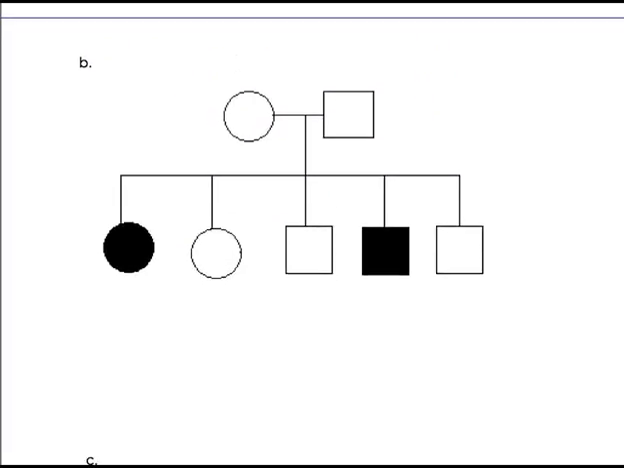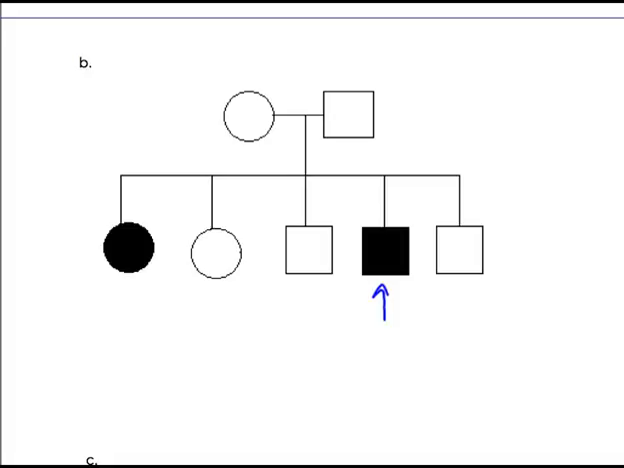This one isn't so bad. What I mean is, when we discussed the theory part of this, we said that if you see offspring, children, that have a disease and neither of the parents have it, we automatically know that it has to be recessive.